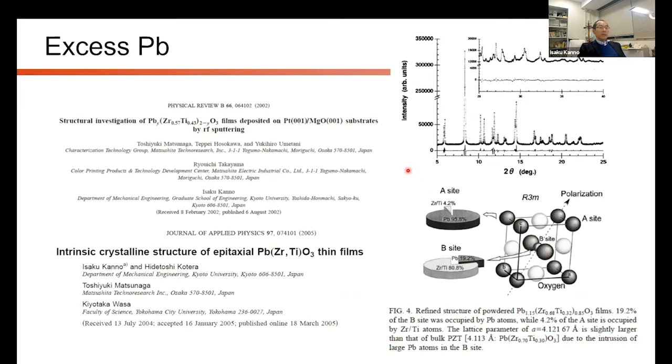So the PZT thin films produced by sputtering show a larger lattice constant than sol-gel PZT and ceramic PZT. I think this is attributed to the large amount of lead existing at the B site. Anyway, the existence of lead in the B site doesn't degrade the piezoelectric property, so it's very lucky for us. But the crystal structure and sometimes the characteristics of sputtered PZT thin films are different from sol-gel and ceramics. I think one of the reasons is the excess lead.